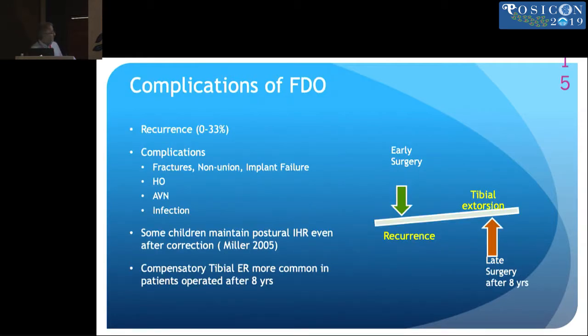So, what are the complications? If you operate early, you can get a recurrence in up to 1/3 of the patients. These are the complications which are typical to any osteotomy, apart from the AVN which develops in the proximal femur osteotomy. And some children maintain a postural internal hip rotation even after correction. This is what Mr. Miller says, and this is what Boyer said. And if you operate late, there is a compensatory tibial external rotation to deal with. So it's a little balance. If you operate early, you can have recurrence. If you operate late, you get more secondary deformities.